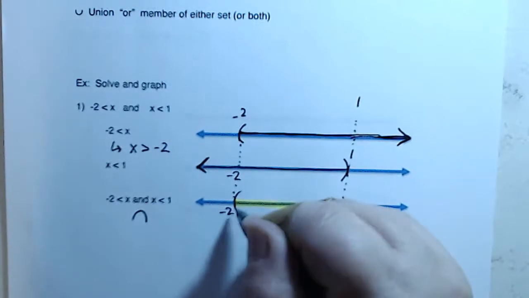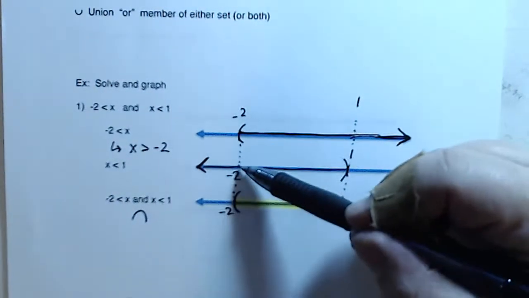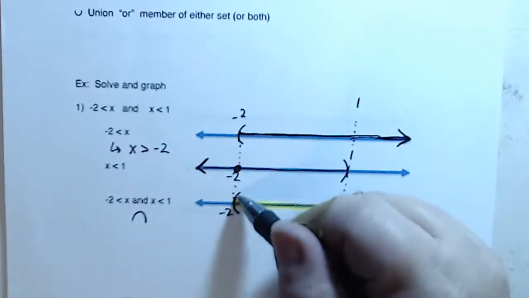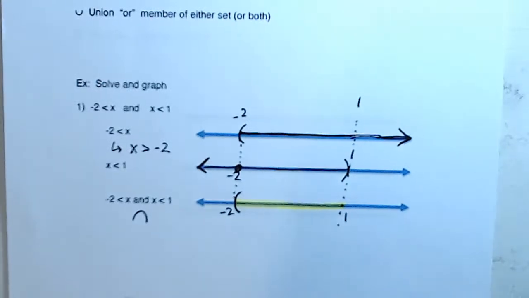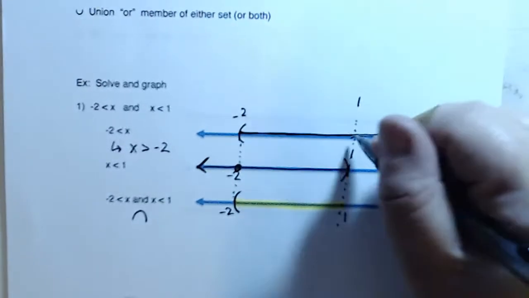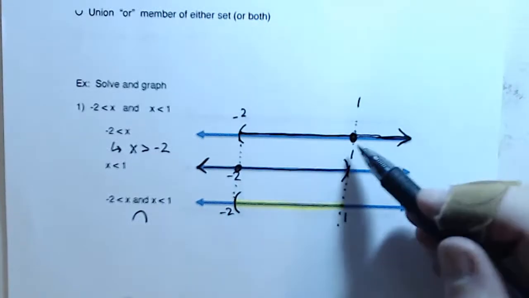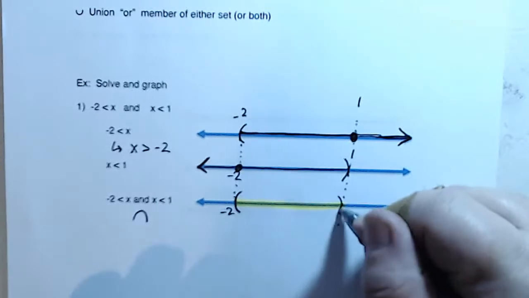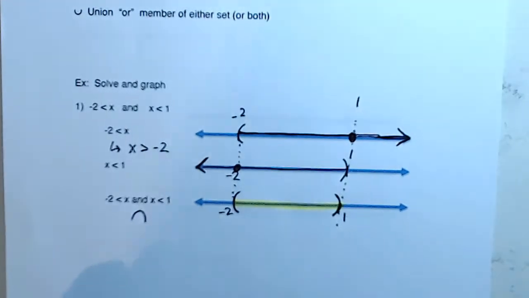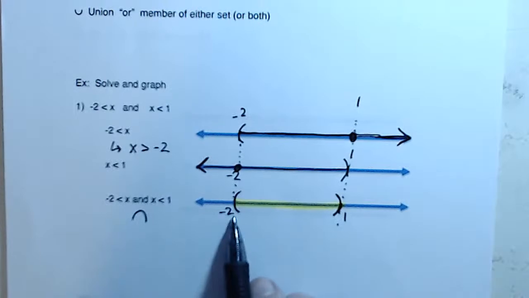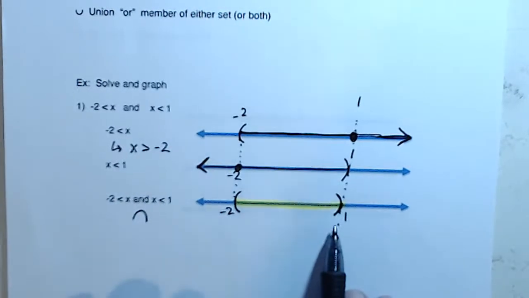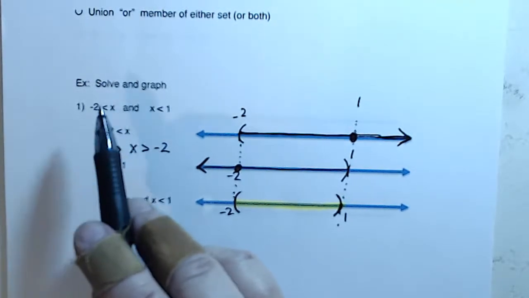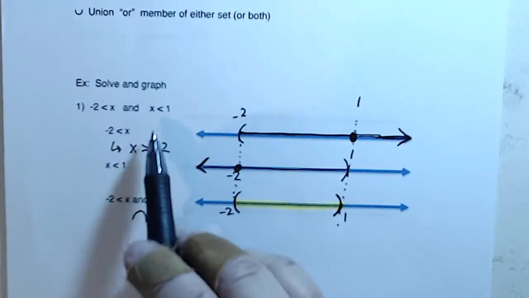I'm going to go to -2. Now, -2 exists in this graph, but it does not exist in the other one. So I have to have an open parenthesis there. And over here on this endpoint, the 1 is definitely a point on this graph, but it's not here. It's just that open parenthesis. So my answer is going to be all the points that are greater than -2 but less than 1, which kind of makes sense. I want -2 to be smaller than x. So x is bigger than -2 and smaller than 1.